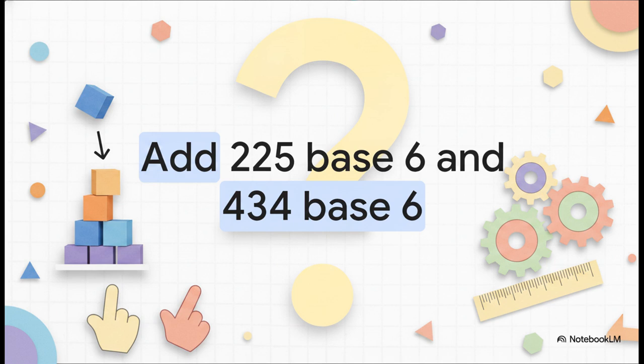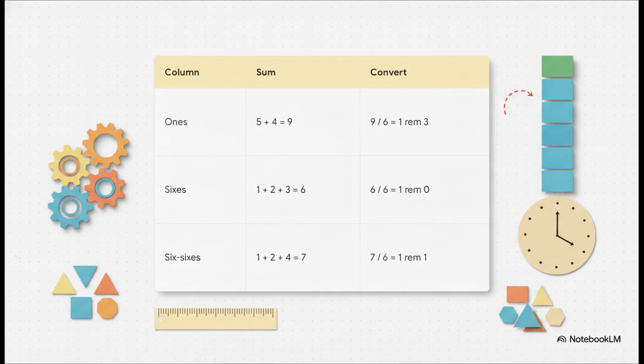What do we do? If this were normal base 10, we just add them straight down, but I want to remind you of our golden rule. In base 6, you can never ever write down the digit 6 or any number higher than 6. If your addition gives you a 6 or more, you have to group them. Let's check out the math. Let's walk through it step by step.